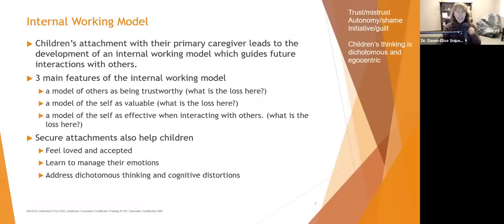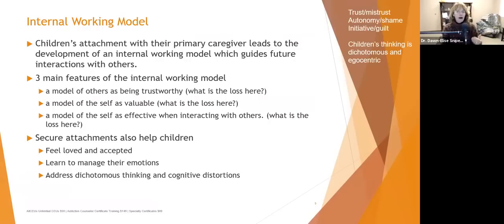There are 3 main features of this internal working model. A model of others as being trustworthy. So if that doesn't happen, what's the loss here? What do people need to grieve? If they grow up and they've never developed this image of other people as being trustworthy, how does that set them up to be responsive to themselves? How does that set them up for future relationships with others, with friends, with their children?